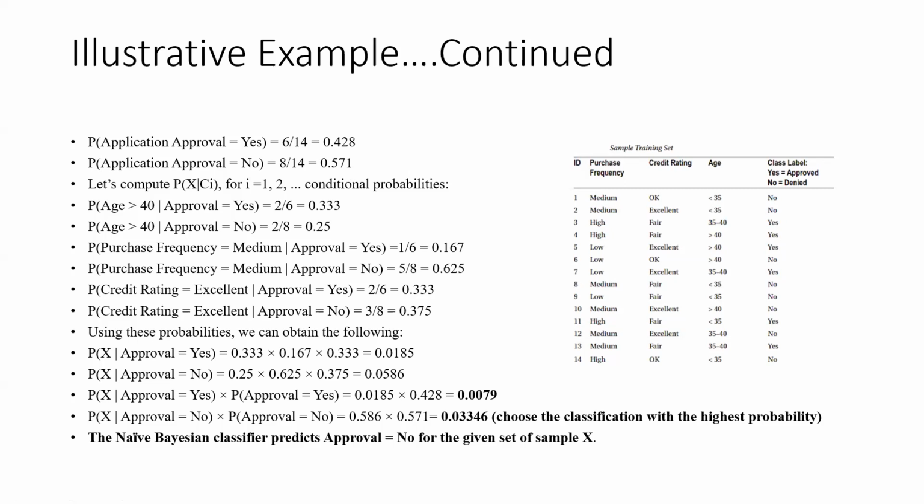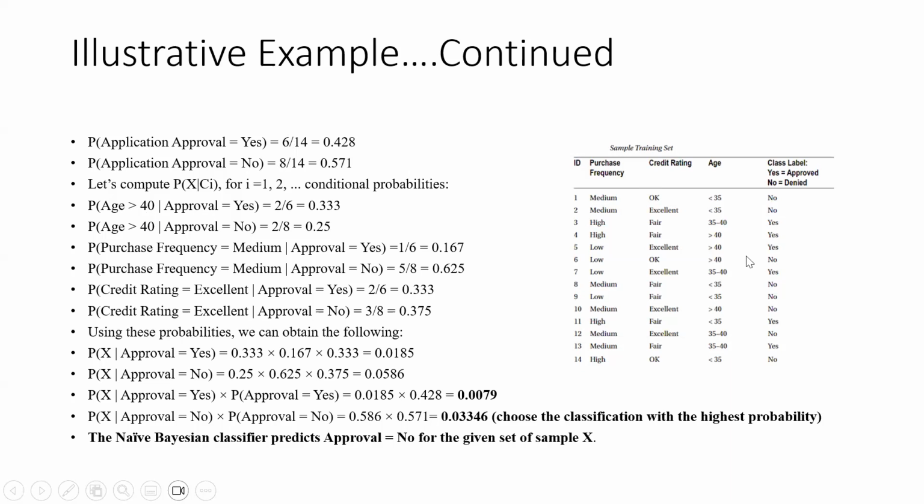Let's deal with the conditional probabilities for the 2 classes. Remember that we have a lot of features here. So let's first of all take the age. So if somebody is above 40, given that approval is yes, for the approval yes, we have only 6, isn't it? So within that, if somebody is over 40, what will be the probability?